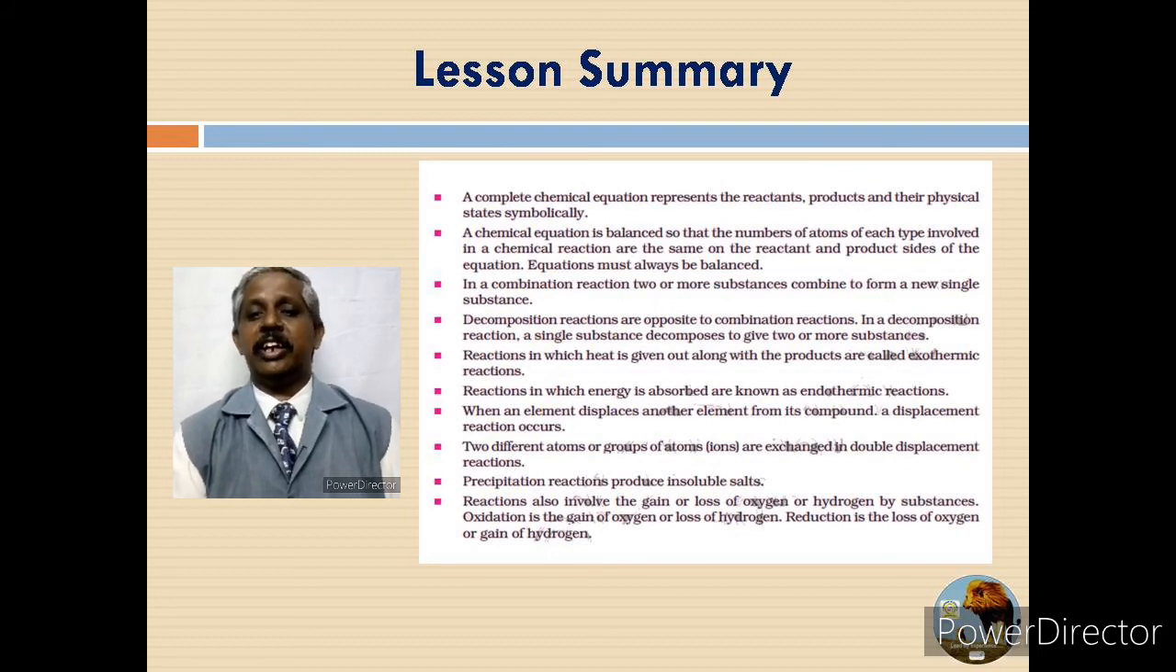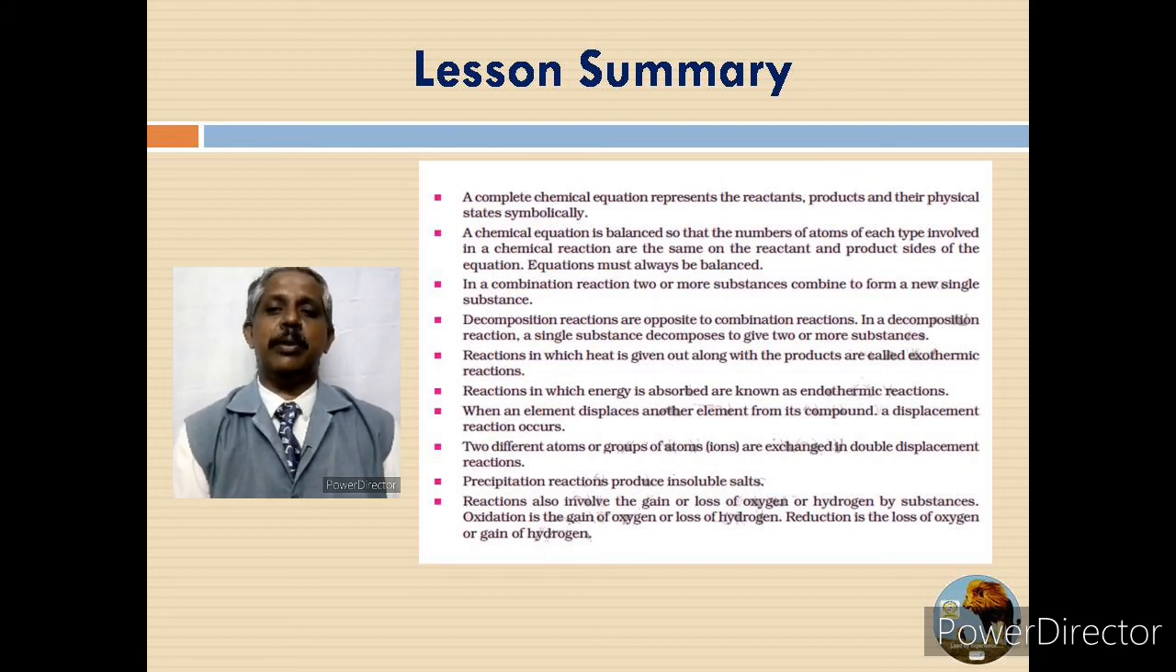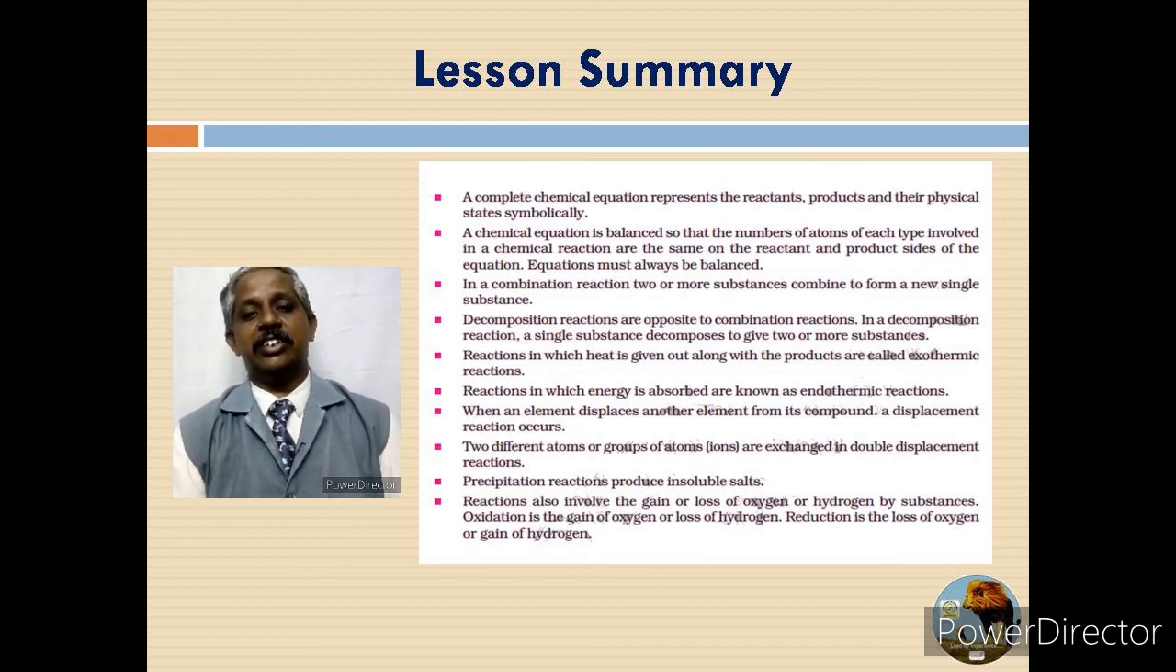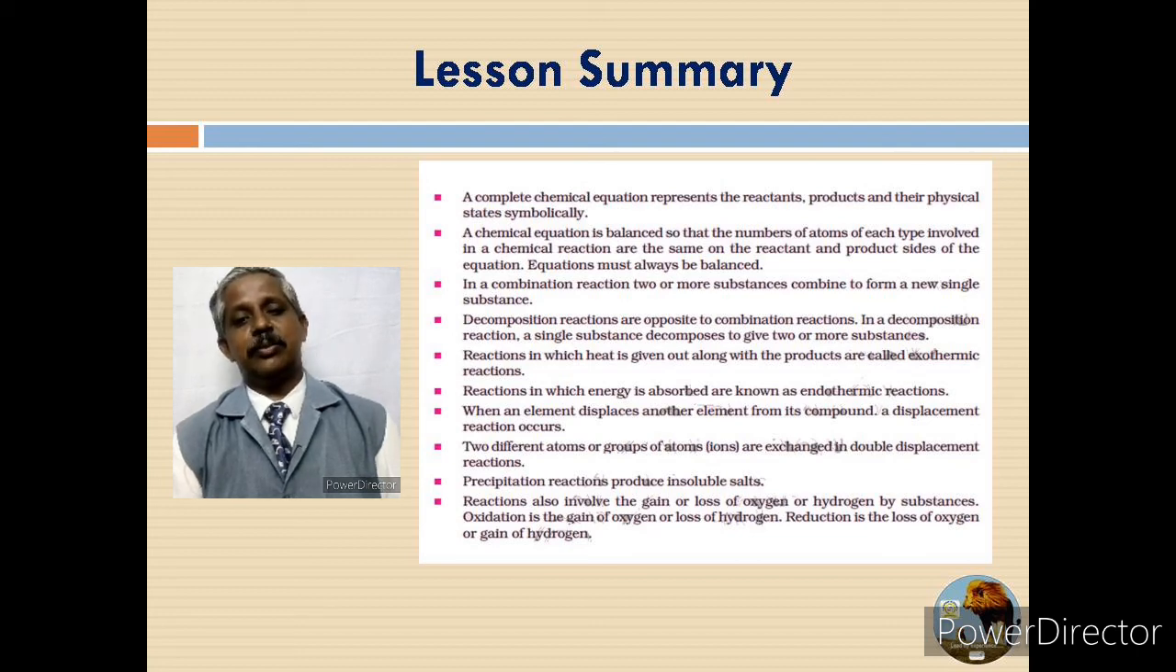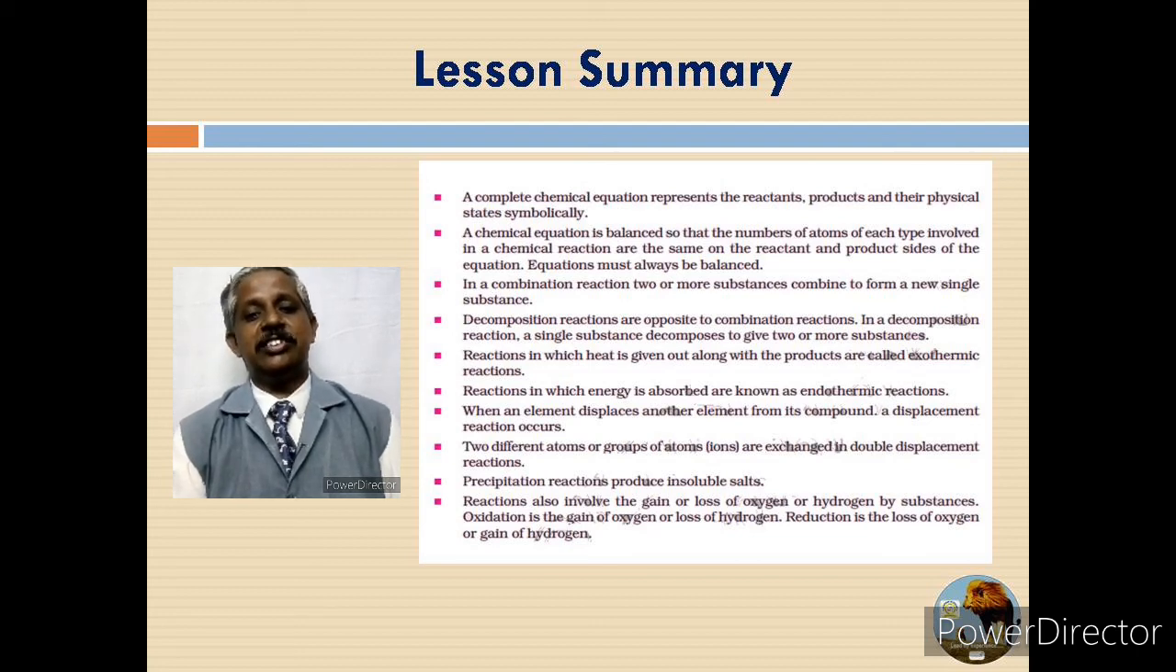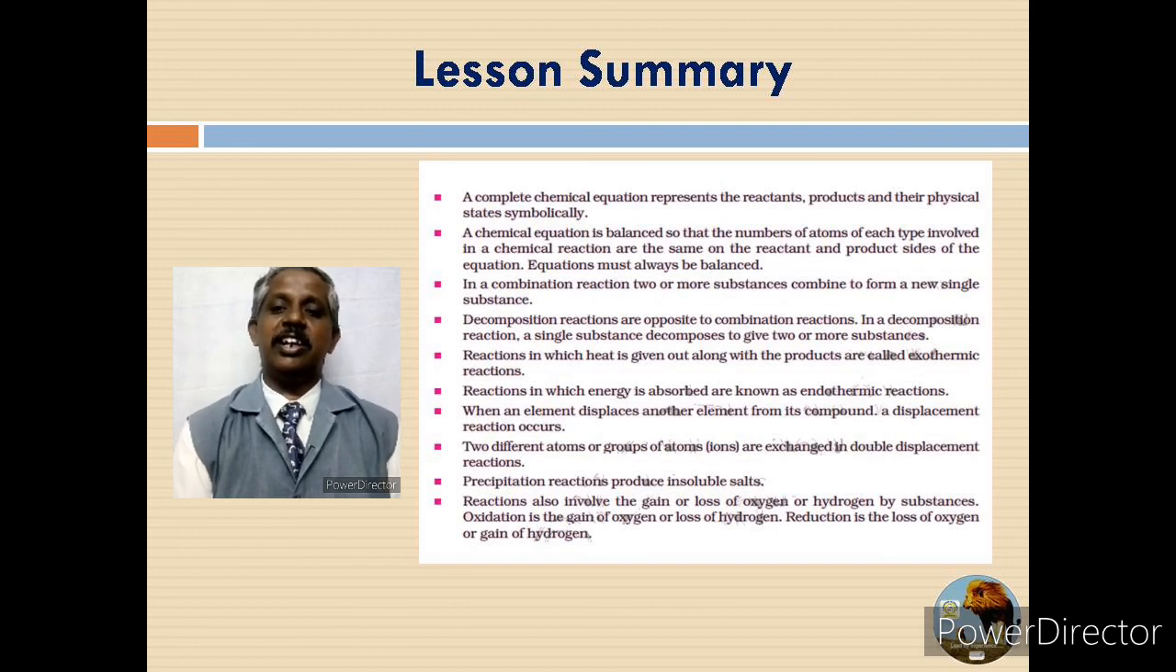In a combination reaction, two or more substances combine to form a new single substance. Decomposition reactions are opposite to combination reactions. In a decomposition reaction, a single substance decomposes to give two or more substances. Reactions in which heat is given out along with the products are called exothermic reactions. The reactions in which energy is absorbed are known as endothermic reactions.